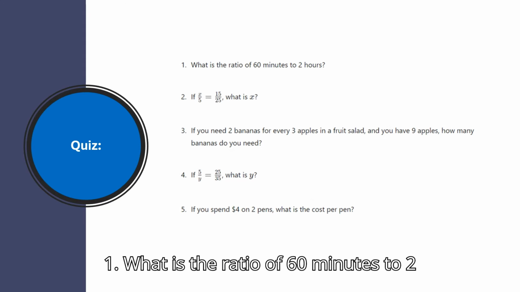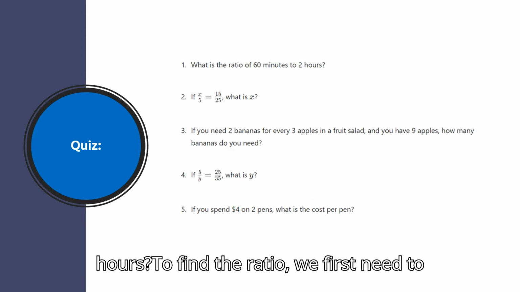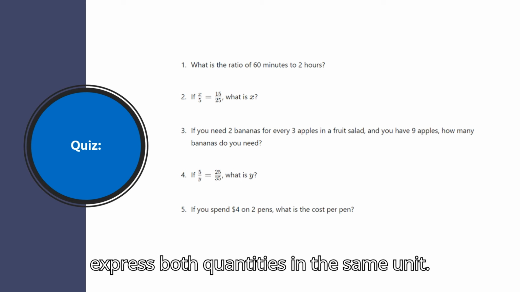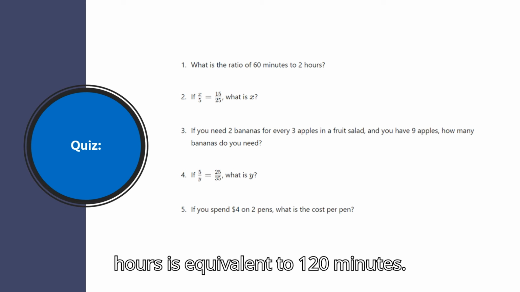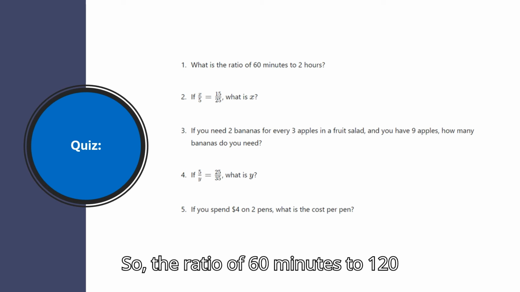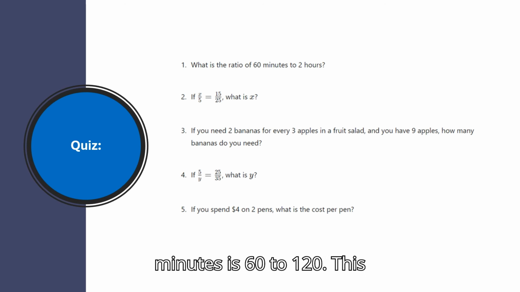1. What is the ratio of 60 minutes to 2 hours? To find the ratio, we first need to express both quantities in the same unit. 60 minutes is already in minutes, and 2 hours is equivalent to 120 minutes. So, the ratio of 60 minutes to 120 minutes is 60 to 120. This simplifies to 1 to 2.